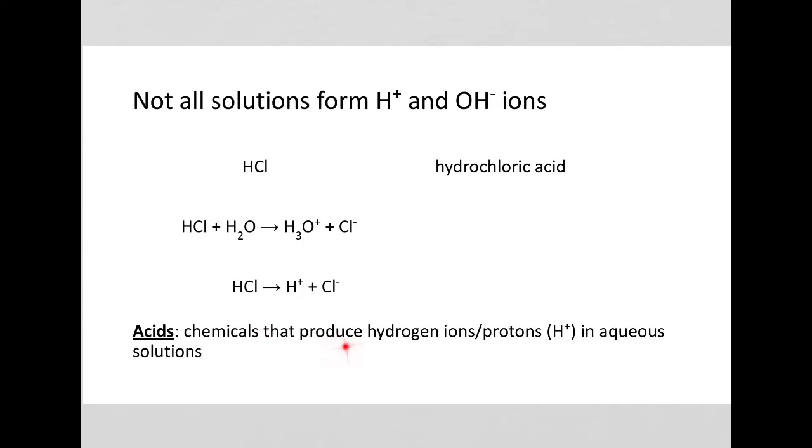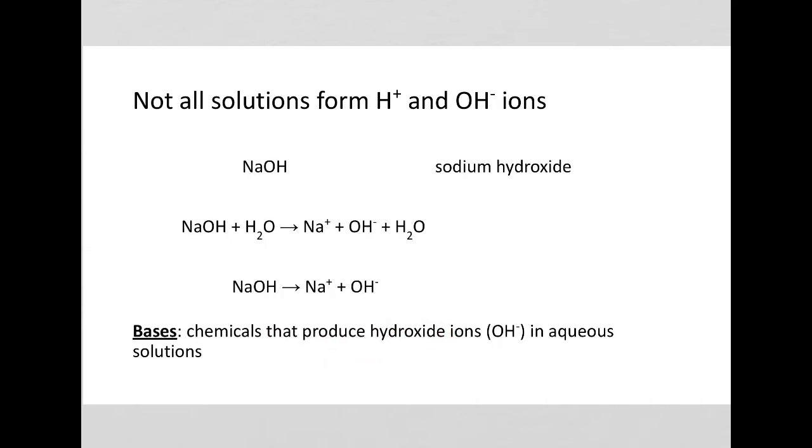These are chemicals that produce hydrogen ions in aqueous solutions. Bases, very similar. So NaOH is sodium hydroxide. These will separate or dissociate. As you can see, the water is still water. It doesn't combine like the hydrogen ion does. It'll produce just sodium ion and hydroxide ion. So these produce hydroxide ions when in aqueous solutions. Those will be our basic, pun intended, I guess, definitions of bases.